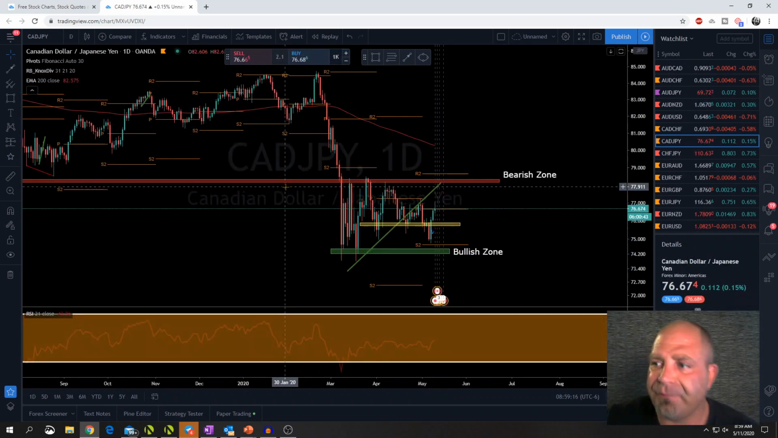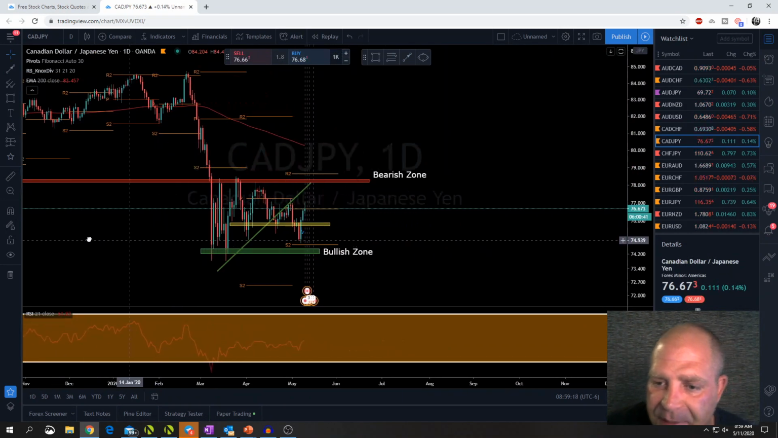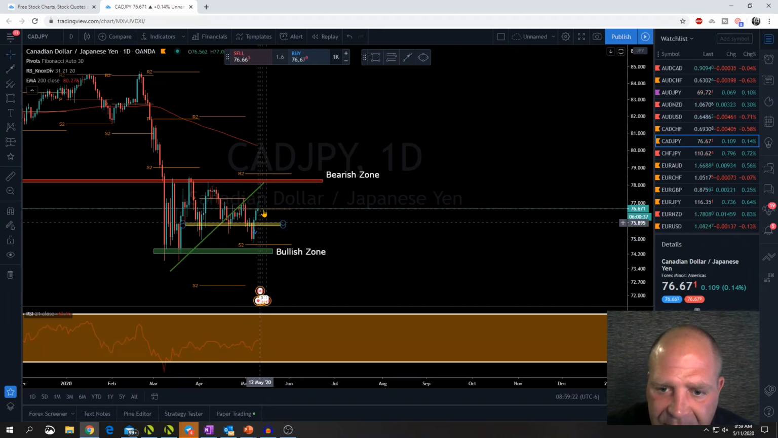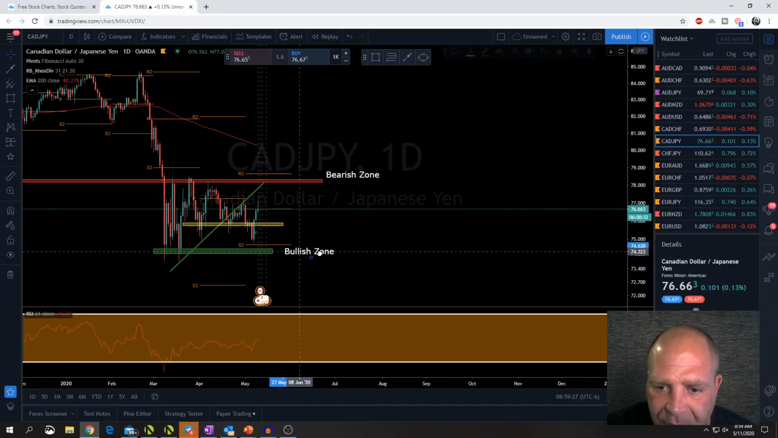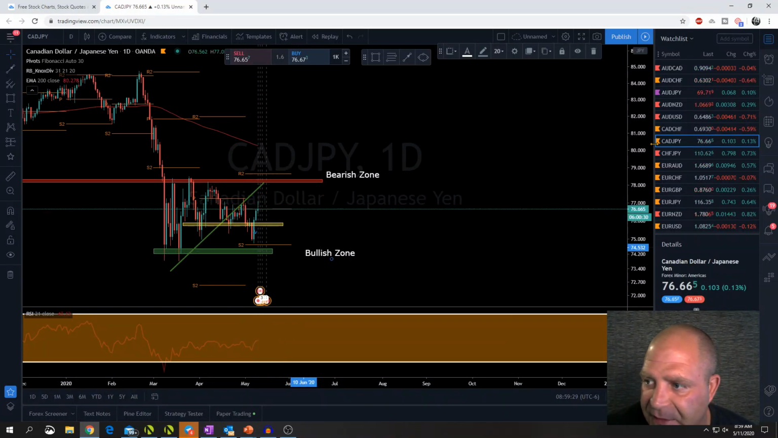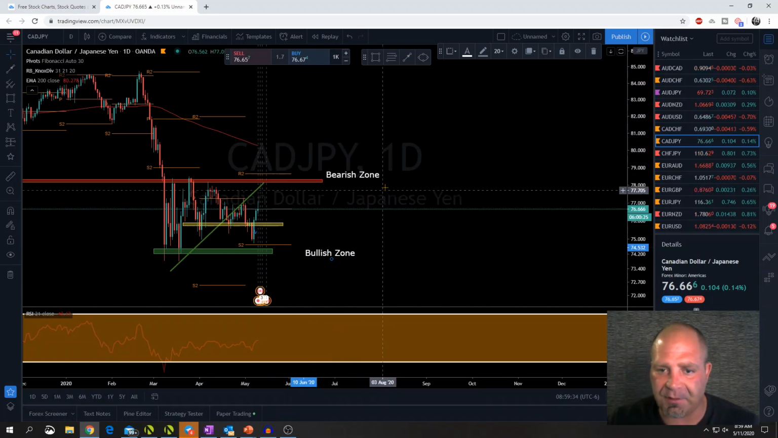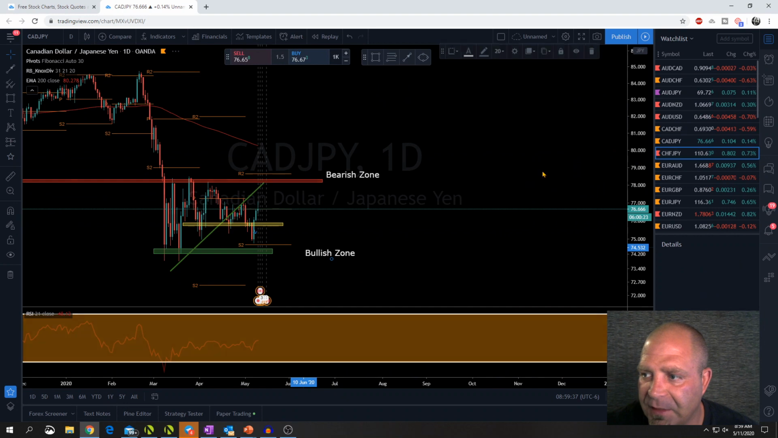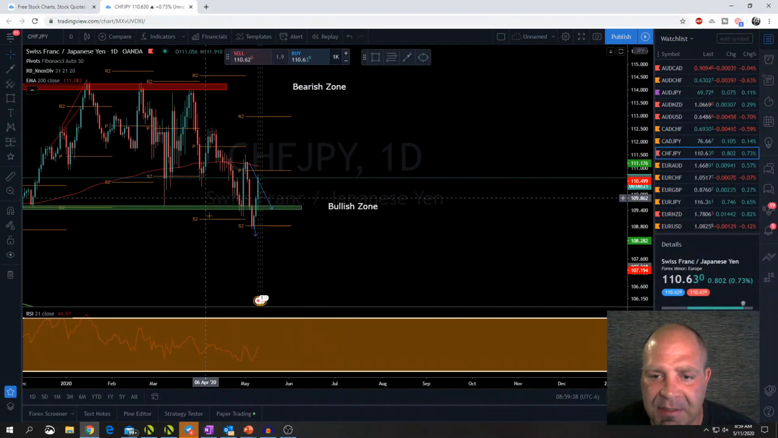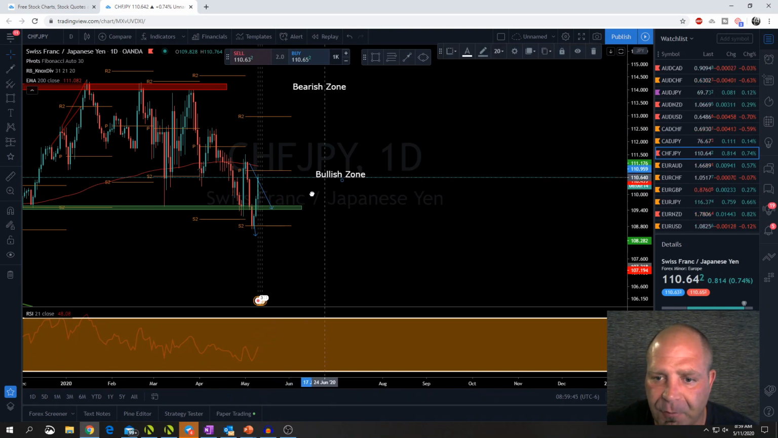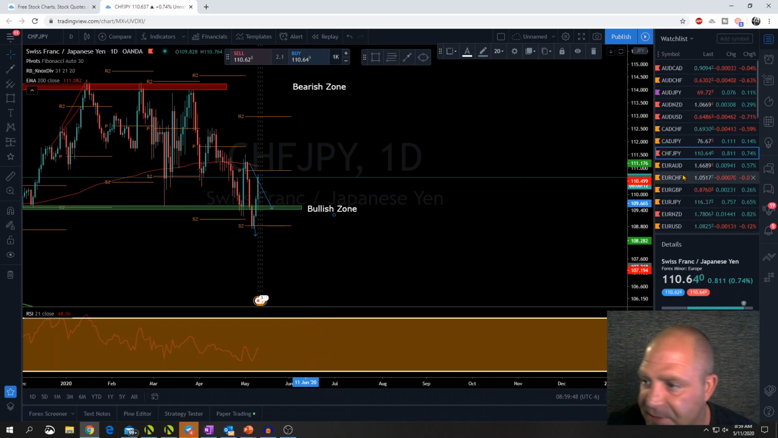Okay, Canadian dollar JPY. So stretch to S2, back to the pivot. The way I view this is there's really nothing going on. I'm going to leave it orange till I see a break towards one of those R2 or S2 later in the week. Swiss franc JPY, same exact thing. S2, back to the pivot. We're going to be waiting for a while to see what happens.